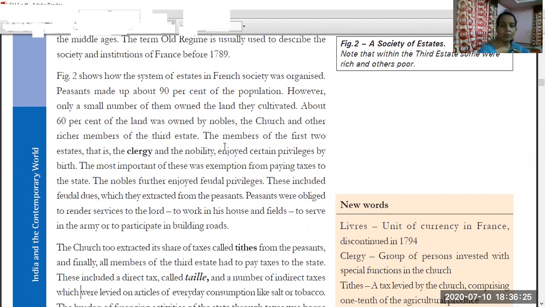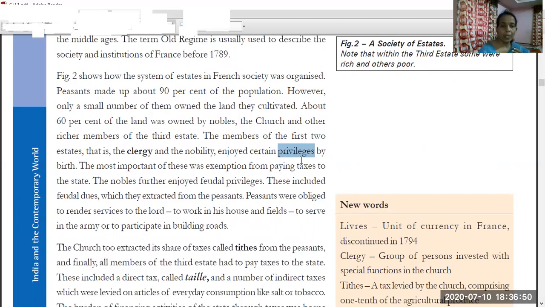The members of the first estate were the clergy and the second were the nobility. The clergy and the nobility enjoyed certain privileges. These people were enjoying certain privileges. What are privileges? Privileges means special political rights. These people were enjoying special political rights which were not given to all.